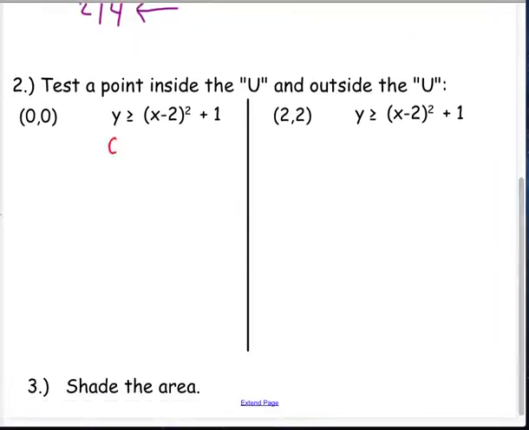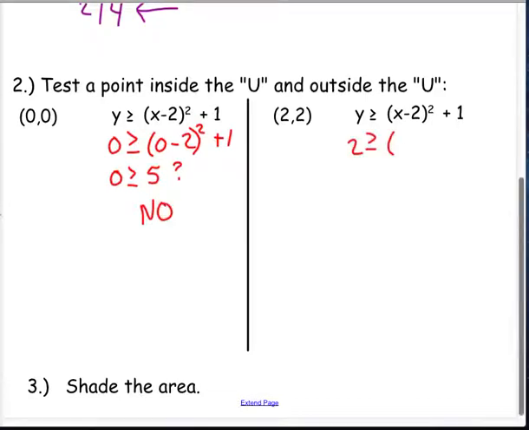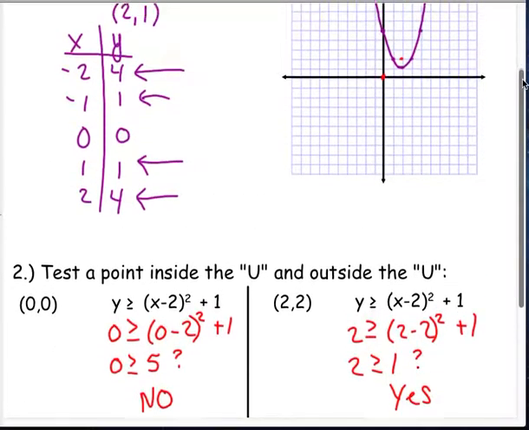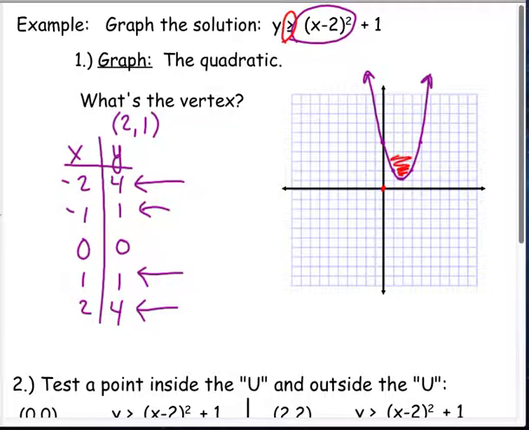All right, so for 0, 0, we substitute that for x and y, and then evaluate and see if it's true. 0 minus 2 is negative 2, squared is 4, plus 1 is 5. 0 is not greater than 5. So then we test 2, 2, substitute 2 for y and x. 2 minus 2 is 0, squared is 0, plus 1 is 1. 2 is greater than 1. So it checks that the outside is not shaded and the inside is. So that's what the solution for our quadratic inequality is.